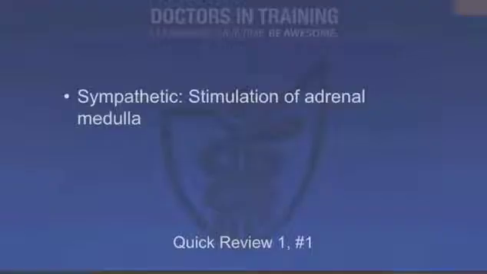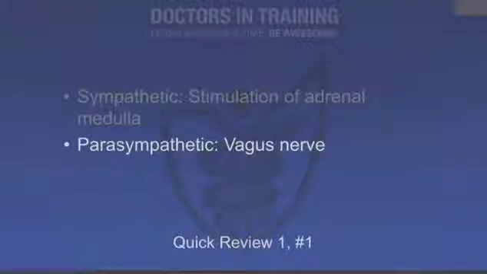All right, let's go through the answers to quick review number one. Number one, what is the pathway that the sympathetic nervous system uses to stimulate the heart? And how does it compare to the pathway that the parasympathetic nervous system uses to slow the heart? So, two different distinct pathways. The sympathetic nervous system doesn't have a specific nerve bundle that goes to the heart. Instead, it stimulates the adrenal medulla, and the stimulation of the adrenal medulla causes a release of epinephrine to go through your circulation, and that is what increases your heart rate and contractility. On the other hand, your parasympathetic nervous system uses the vagus nerve.